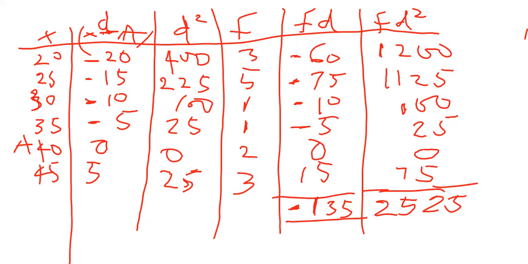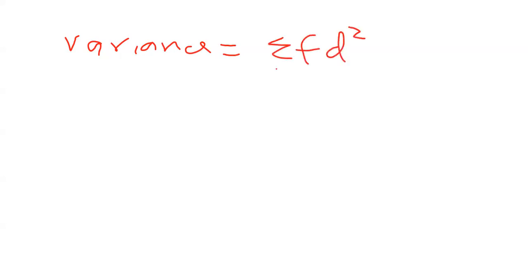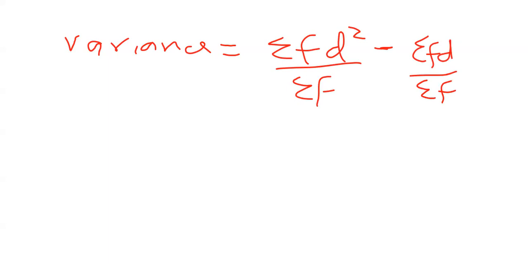All right, thank you. Okay. Now we have the variance is equal to summation of FD squared all over summation of F, minus summation of FD all over summation of F, all squared.